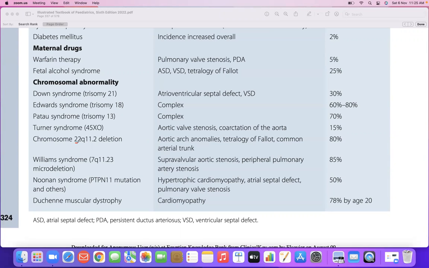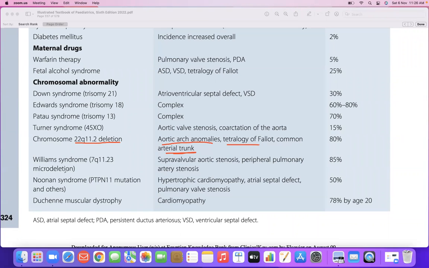Next is, yes, this is the deletion I was asking: chromosome 22q11.2 deletion. You see aortic arch abnormalities. This is DiGeorge syndrome. 22q11.2 deletion is DiGeorge syndrome. You can see aortic arch abnormalities and also tetralogy of Fallot, common arterial trunk. They say interrupted aortic arch. It is there in this book later, we can just go through it.